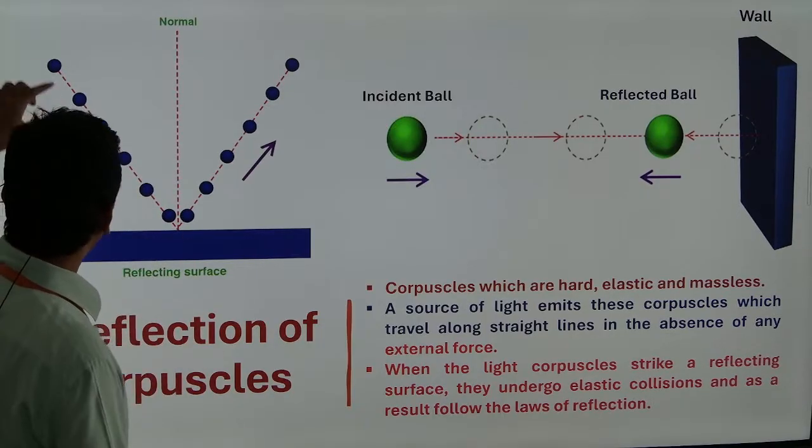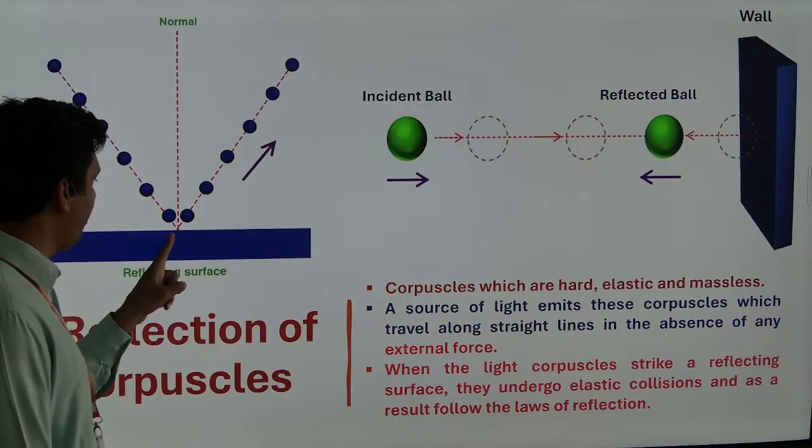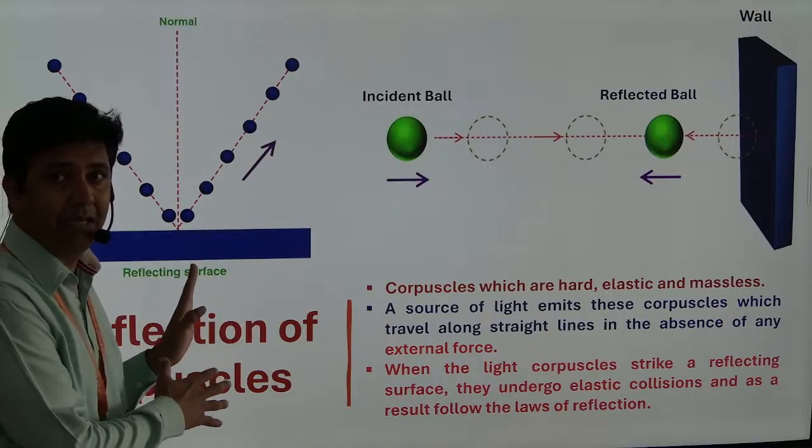That means if you consider light as particles, that is corpuscles, as said by Newton, then it is traveling in a straight line. It hits the reflecting surface at a particular point of incidence, and these particles get reflected. So this is what is said by Newton.